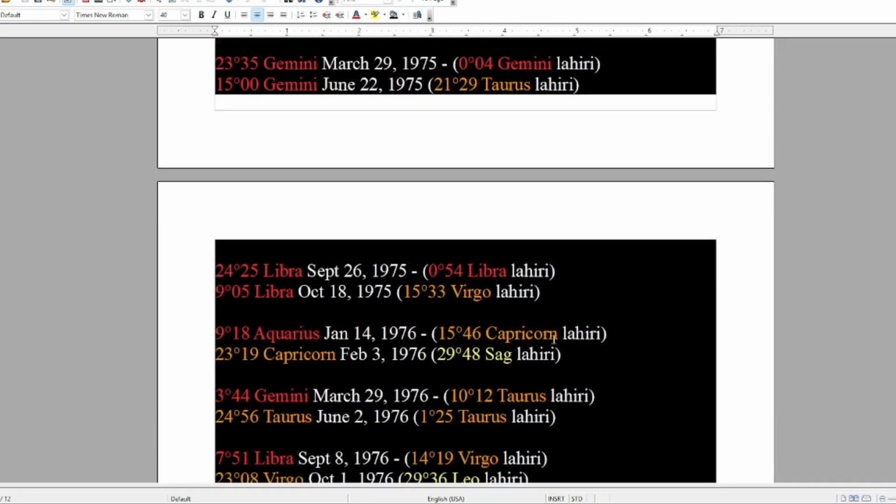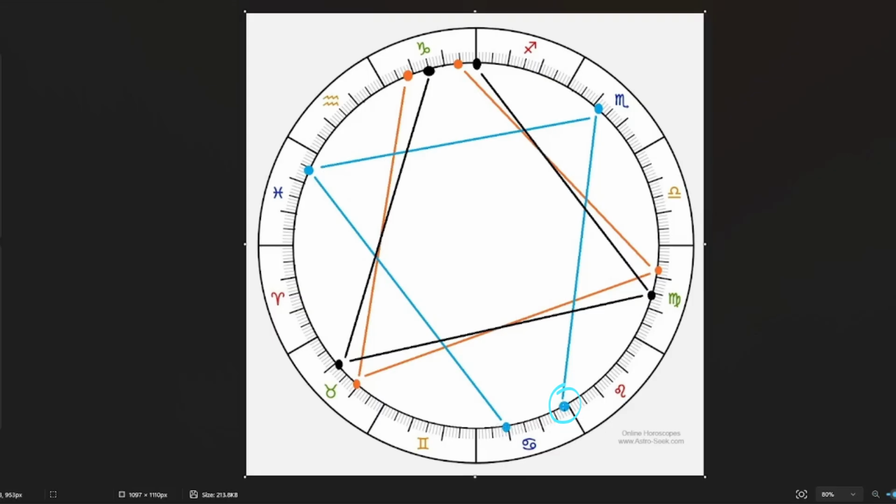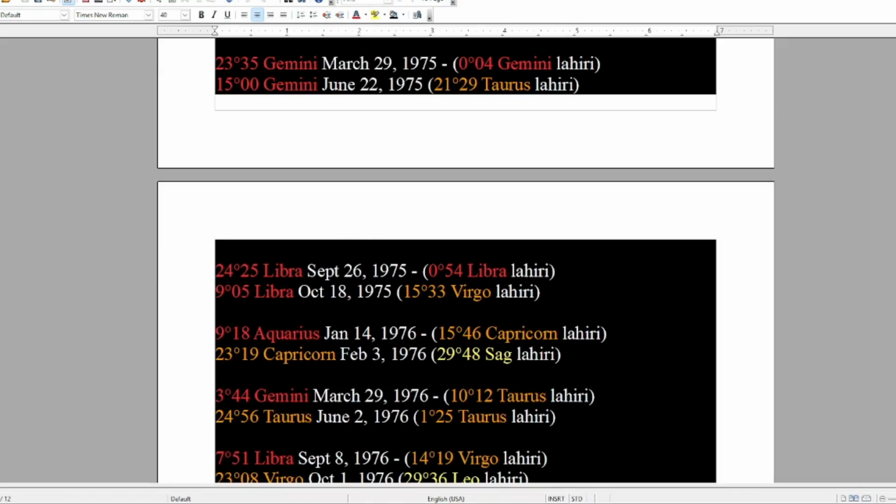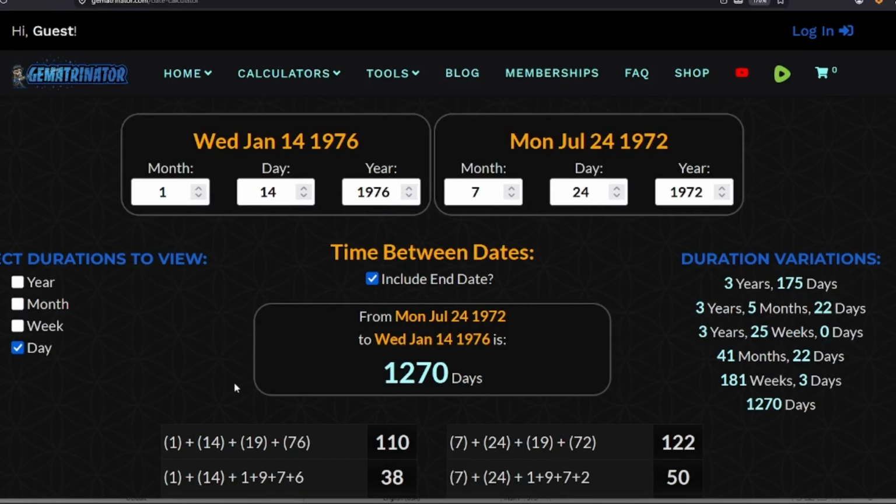15 degrees 46 Capricorn, 28 degrees to 15 degrees. So this is blue to the black. The target date is January 14th, 1976. Okay? And then July 24th, 1972 for Cancer. It's going opposite.